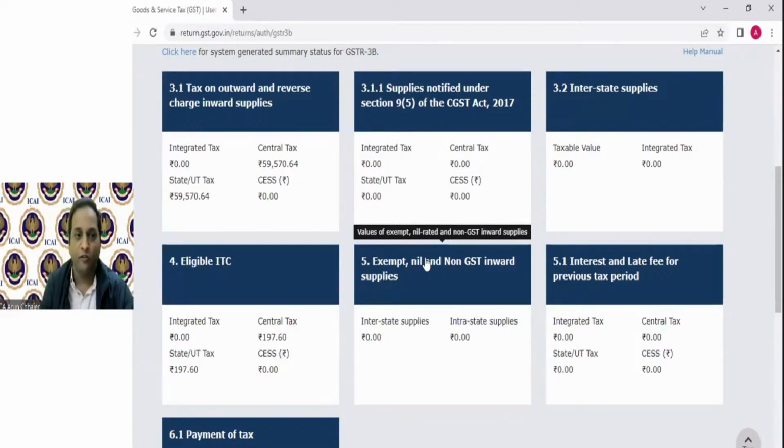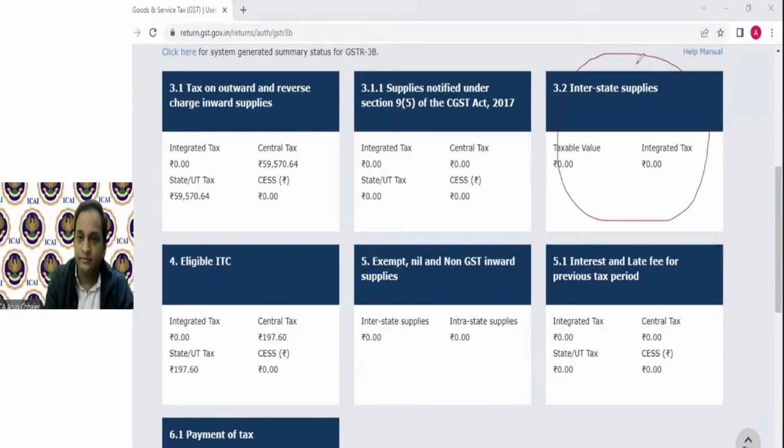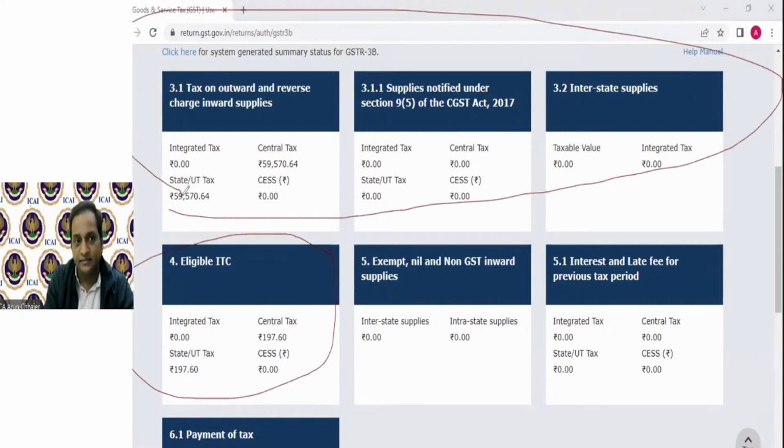3B is the summary of inward and outward supply. You will take the ITC. You will pay the taxes through GSTR 3B. Details of the inward supplies or outward supplies. Detail of inward supply and outward supplies का कंसोलिडेशन है, समराइज्ड रिटर्न है, ये समराइज्ड रिटर्न है, it is not the detail return.